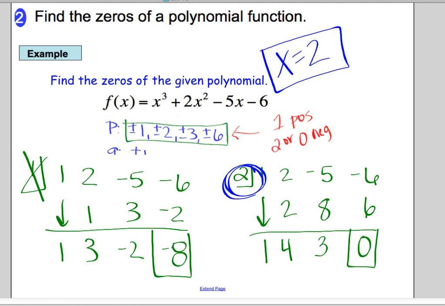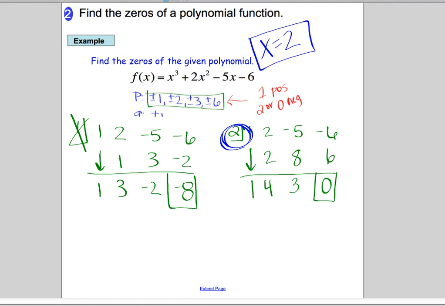Now, there could be 2 negative zeros out of my list. There could also be zeros that are not rational. If they're not rational, they're not going to show up in this list that we came up with for our p over q's. So what we can do now, we could continue to test all the negatives using our synthetic division, or we can look at what's left. If I look at what's left here, we've got an x squared, 4 x's, and 3. And we can go ahead and just solve that equation.